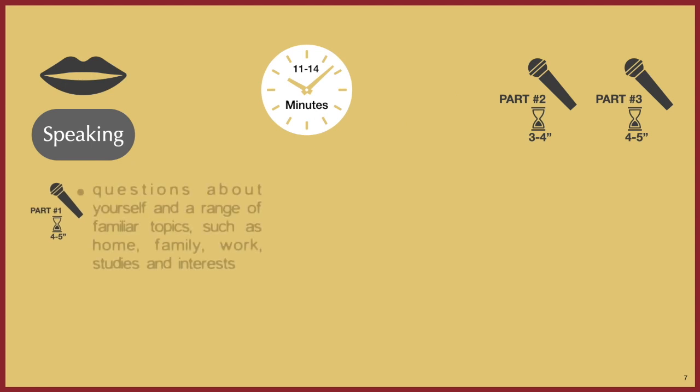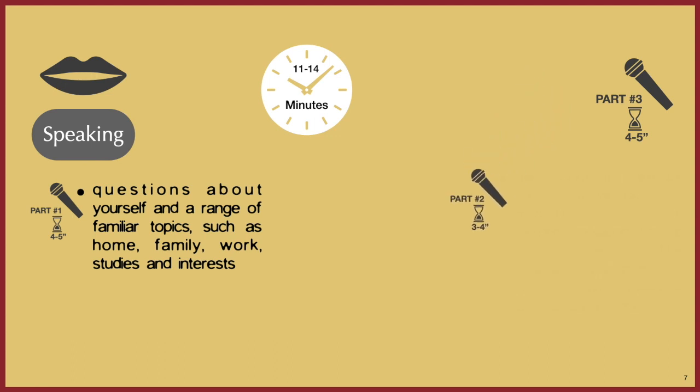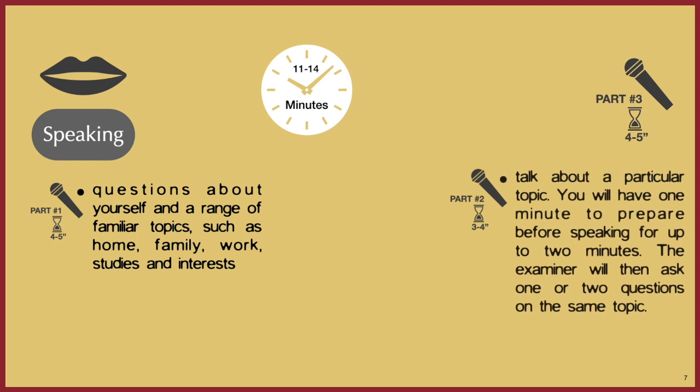In Part 1, you're given questions about yourself and a range of familiar topics such as home, family, work, studies, and interests. In Part 2, you talk about a particular topic. You will have 1 minute to prepare before speaking for up to 2 minutes. The examiner will then ask 1 or 2 questions on the same topic.